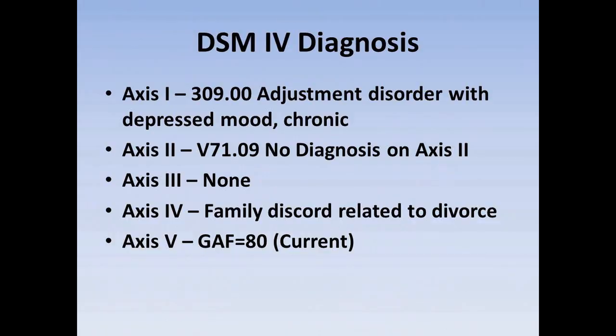If you were to, at this juncture, give her a DSM-4-TR diagnosis, what would it be, Brian? The 5-axis diagnosis: on axis 1, I see an adjustment disorder, chronic with depressed mood. On axis 2 would be a V code, the V71.09, which is basically no diagnosis on axis 2. Well, let me stop you just for a moment.